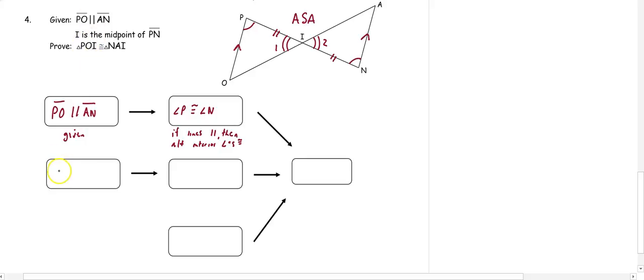We also have our midpoint statement, so we can say that I is the midpoint of PN, which is given. And because I is the midpoint, then we know that it was bisected and there's two congruent parts. So PI is congruent to NI. And we can explain that's because a midpoint bisects a segment into two congruent parts.